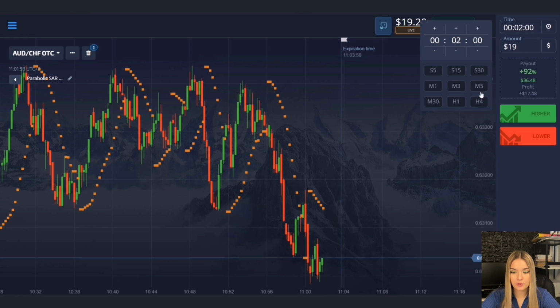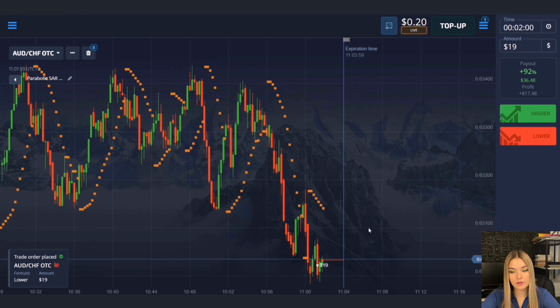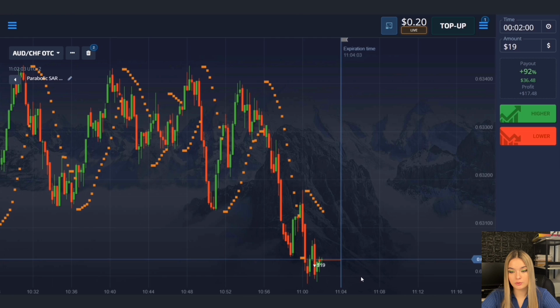I think that in the near future the price will continue its movement to this level because here the price also has a good potential for a decrease. 2 minutes, also with a margin, taking into account a possible pro trade or a small pullback up. And so friends, let's wait for the end of our deal.